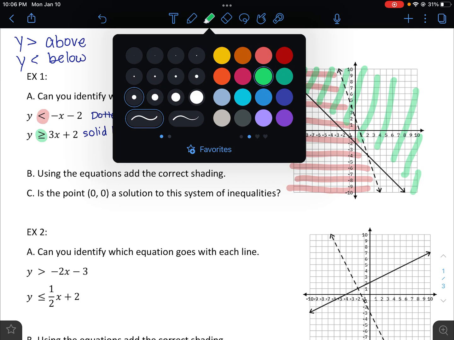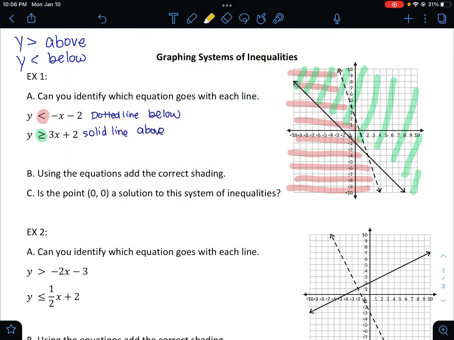So what we are looking for is this overlapping shaded area right here that I'm going to highlight in yellow. This is the area that is the solution set. That is what we're looking for.